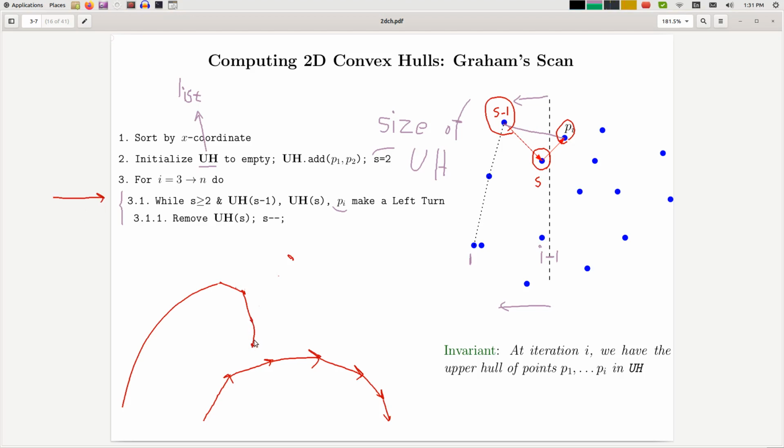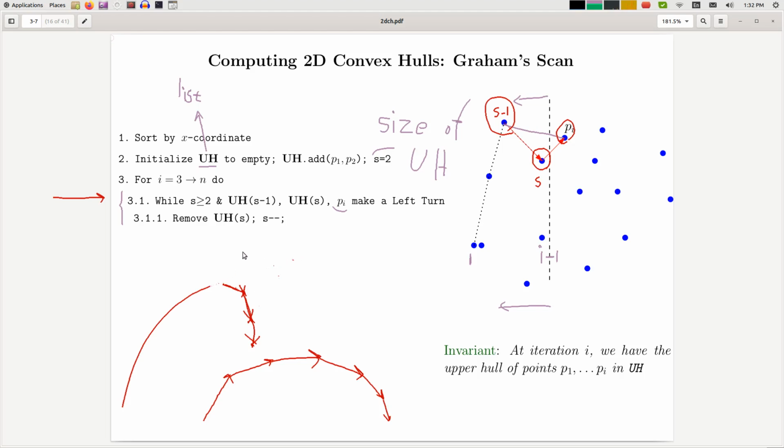And basically, the way to code this is to do a while loop. So you look at these 3 vertices, it's making a left turn, so you remove this, and then you look at these 3 vertices, it's still making a left turn, you remove that. Look at these 3, it's making a left turn, you remove that. Let's say this is making a right turn, so we add it to the list. Okay. So the basic algorithm is relatively simple.